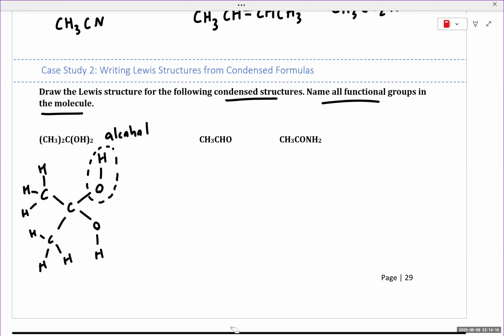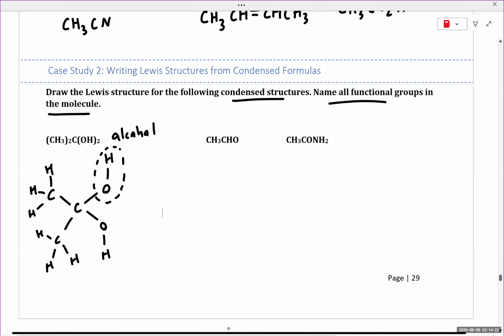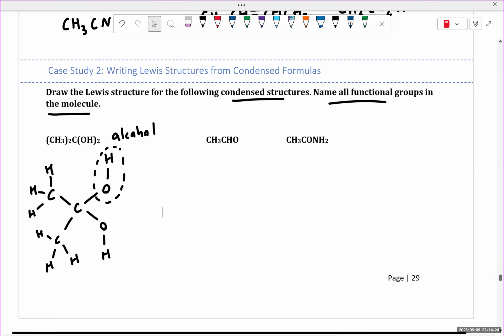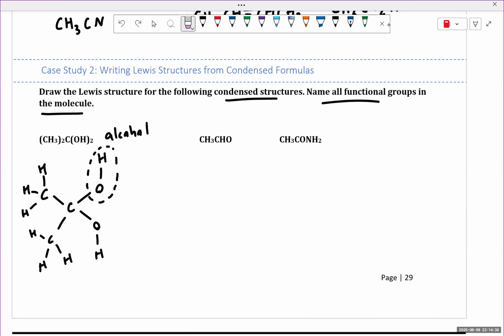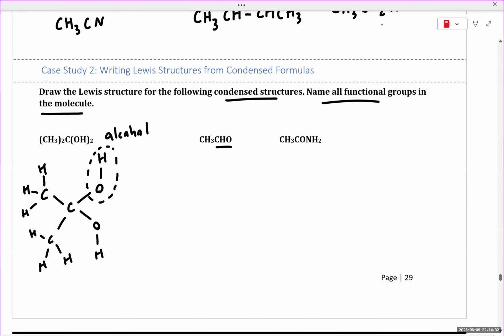Okay, so looking at this next case, we have CH3CHO. There are a few things to keep in mind here, and there are a few things that I'd like to point out that you need to pay special attention to. First and foremost, this CHO group tells us that this carbon has a double bond attached to it. This is a signpost for an aldehyde.